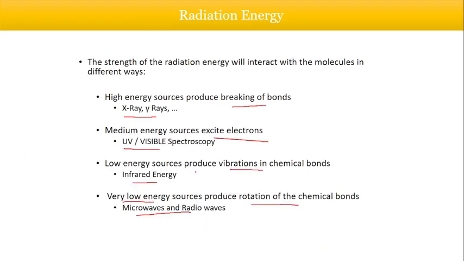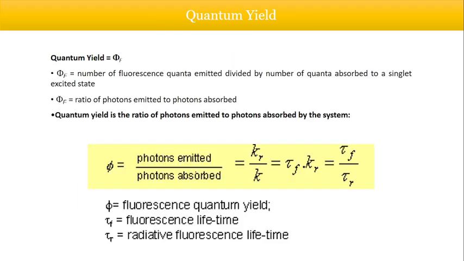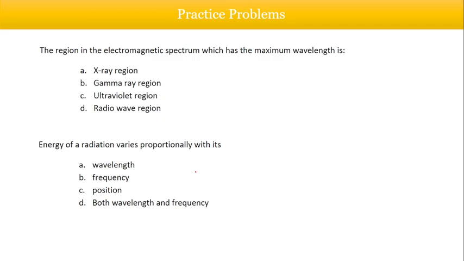So when we go to the question, we can tell that the maximum wavelength is for the radio waves region. There can also be questions like which has the minimum wavelength or which has the maximum frequency and energy. Then from the equation E equals h nu or hc by lambda, you can comment on that.